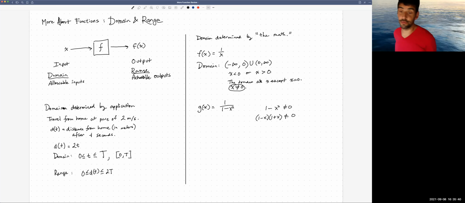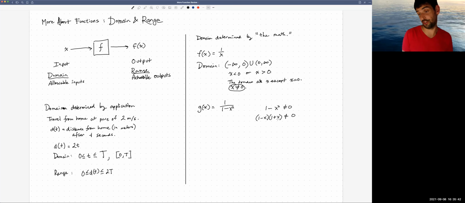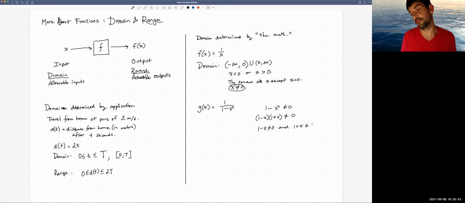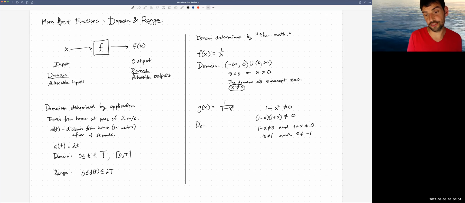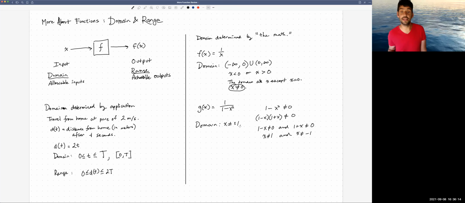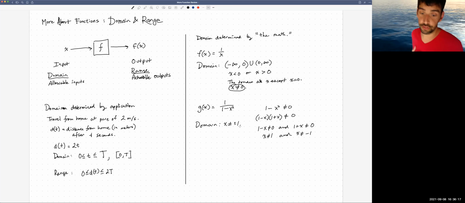So what would make this equal to 0 is if either one of these factors is 0. So in order for this statement to be true, we need to make sure that 1 minus x is not equal to 0 and 1 plus x is not equal to 0. In other words, x is not equal to 1 and x is not equal to -1. So if we were to ask what's the domain for this, we could write, we'll do very shorthand, x is not equal to plus or minus 1, right? We mean it's not equal to either of those, right?